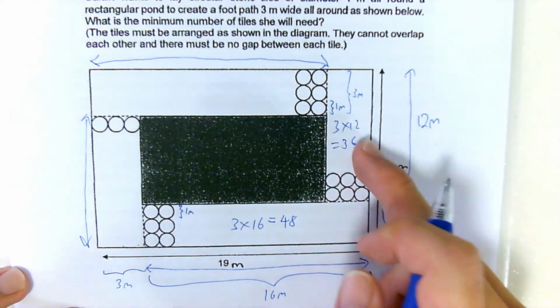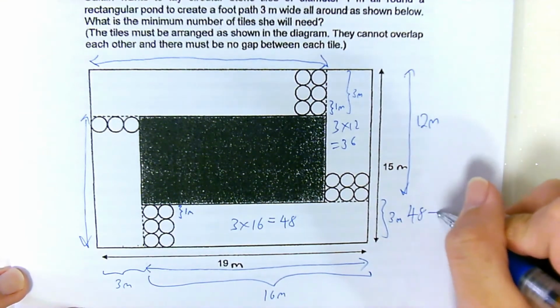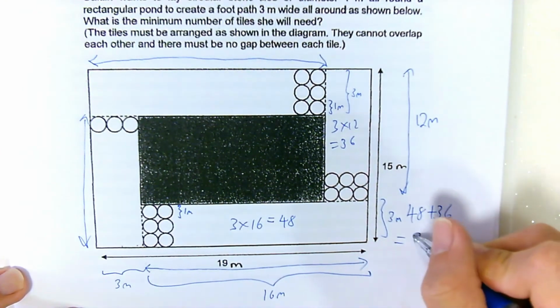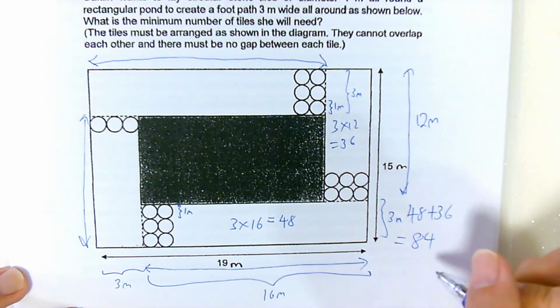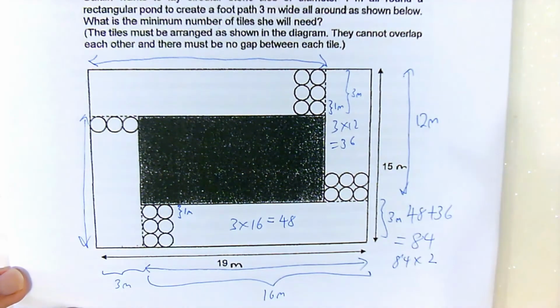So I take 48 plus 36. That will give me 84. And then 84 times 2, that will be 168.